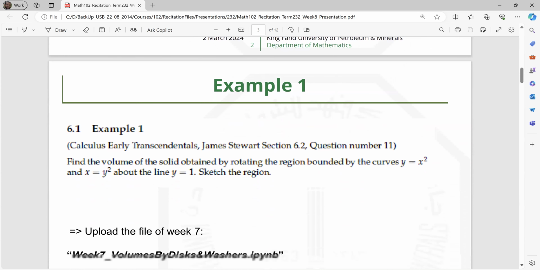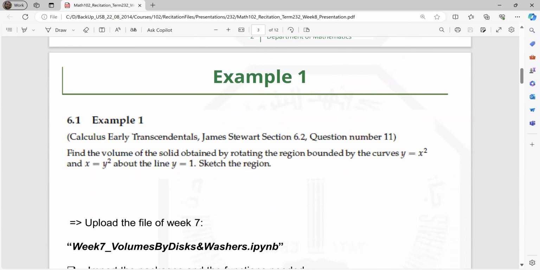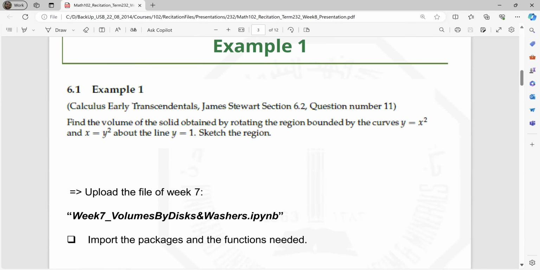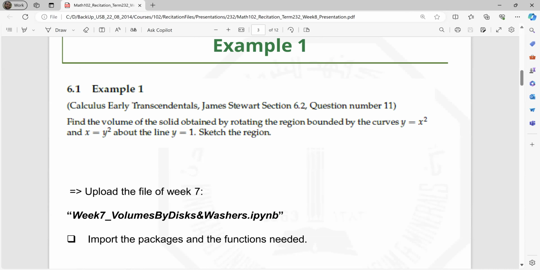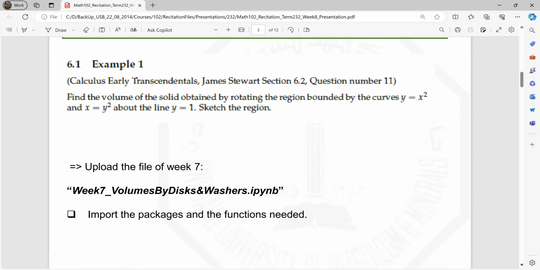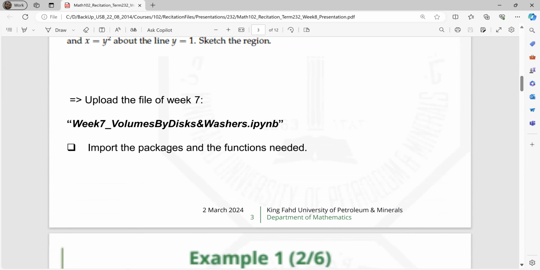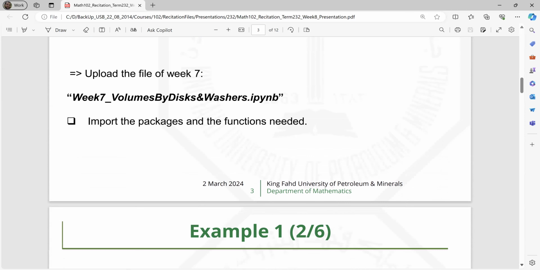And to do so, you already have the week 7 volumes by disks and washers notebook, which you could use with the Jupyter Notebook. We start by importing the useful packages and functions needed as usual, as we did before for the 6 previous weeks. And let's do it together.